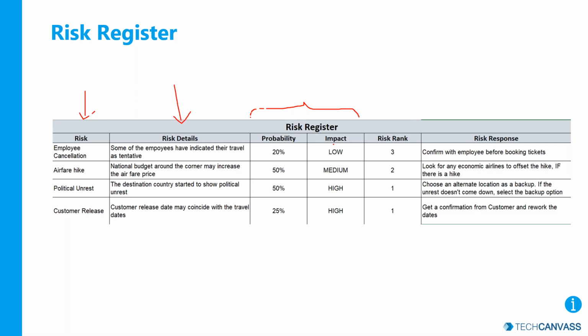So your risks are prioritized and ranked based on the combination of probability and impact attribute that it has. You can see the rank being assigned here, right? 50% probability and high impact is given the first rank because that needs to be addressed sooner.